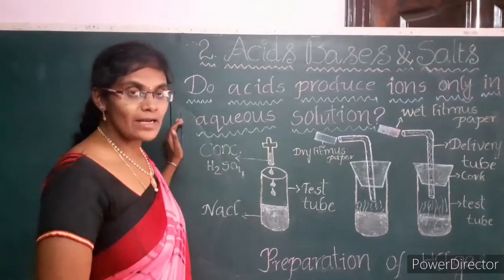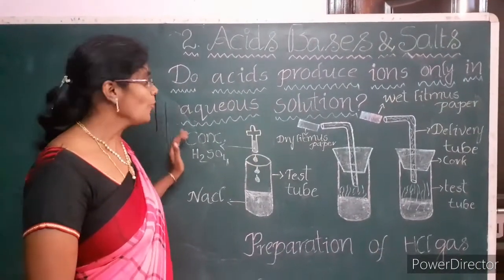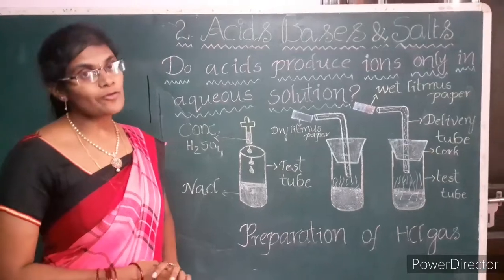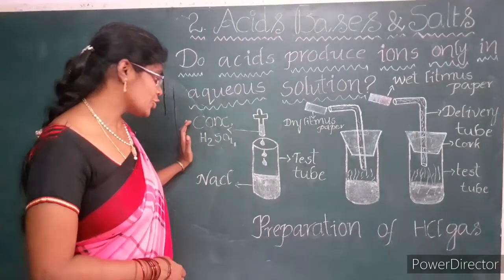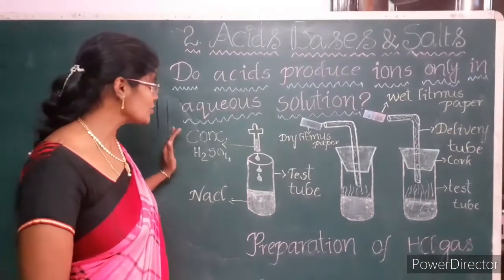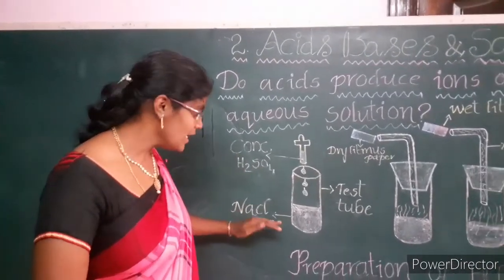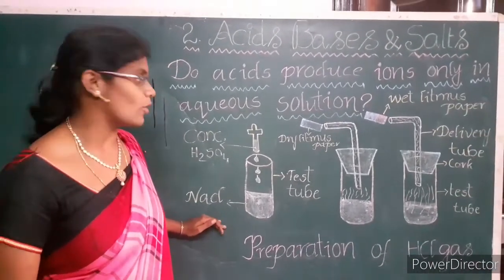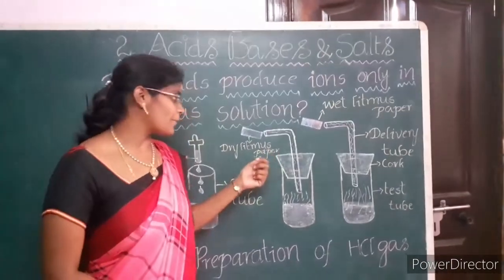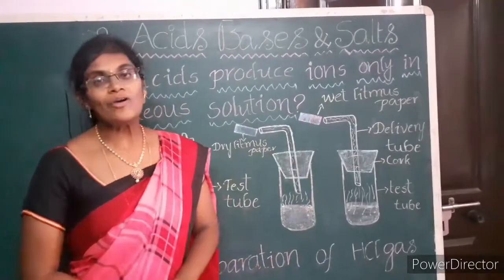Children, for your better understanding of this question, we are performing an activity. The materials required for this activity are concentrated H2SO4, sodium chloride, dry litmus paper, a delivery tube, and wet litmus paper. H2SO4 means sulfuric acid, and sodium chloride is common salt.